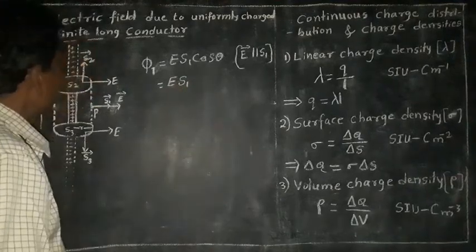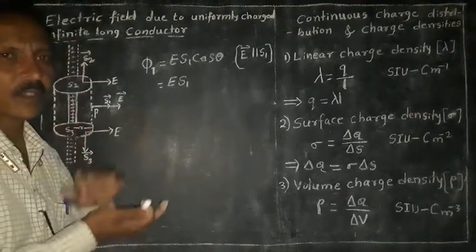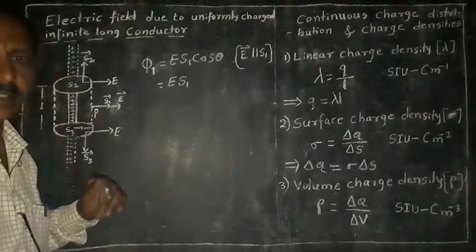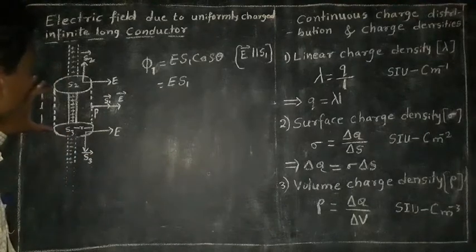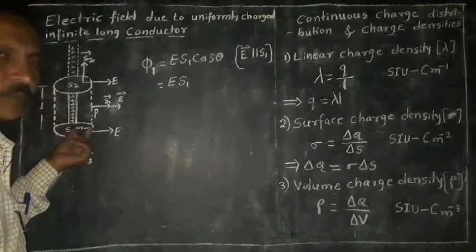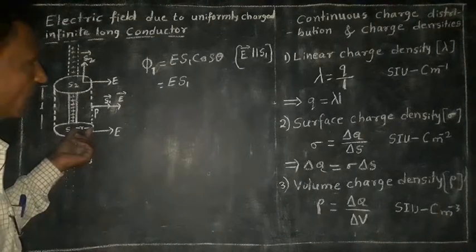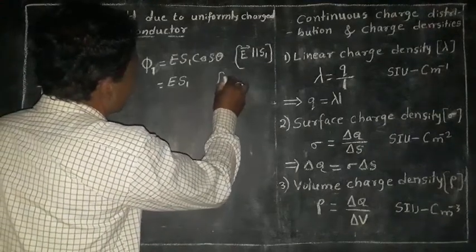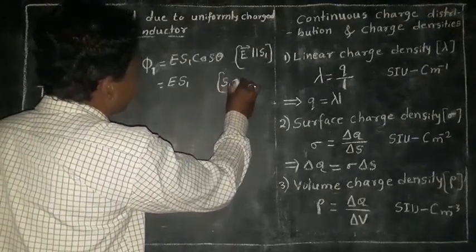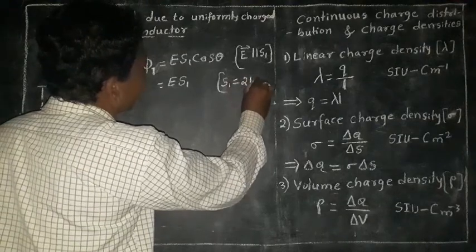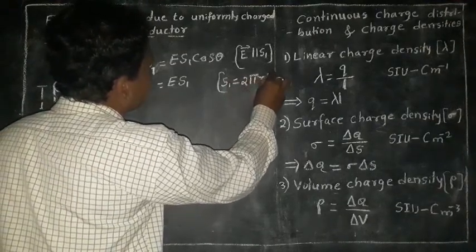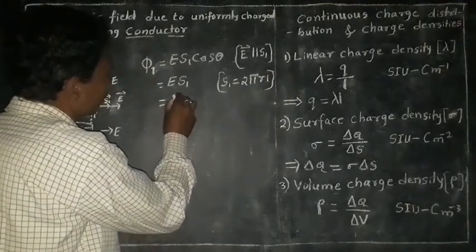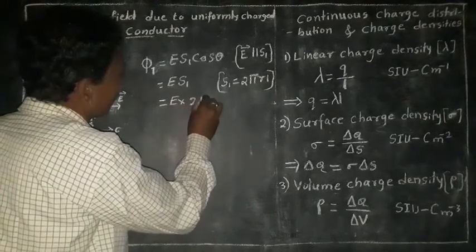Here, S1 is the surface area of the curved surface, nothing but the surface area of the cylinder. If L is the length of the cylinder and R is the radius of the imaginary cylinder, then S1 is equal to the surface area of the cylinder, given by 2 pi RL. Thus, E S1 can be written as E into 2 pi RL.